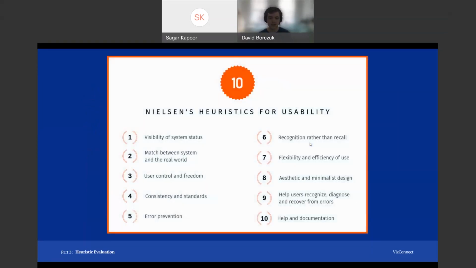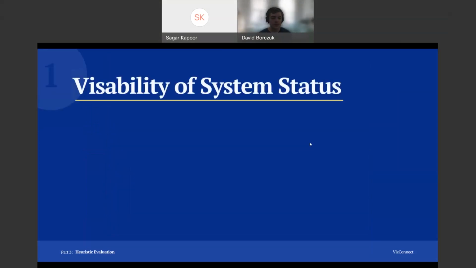So Jakob Nielsen, again, has 10 heuristics for usability. Here's a few of them. I'm going to go over the ones that I feel are the most important and that I use at my current job. But all of these heuristics are really important to maximize the usability of your product. First is visibility of system status.